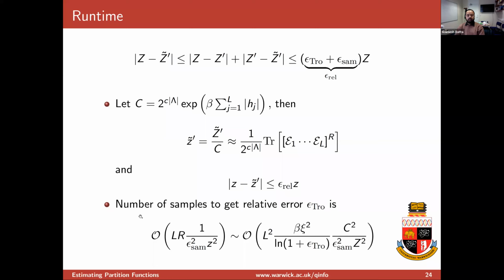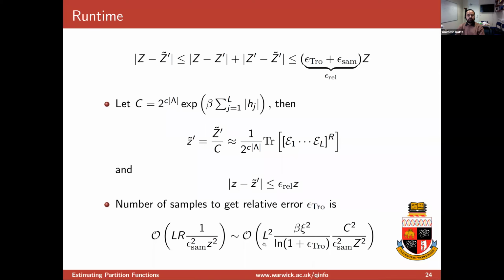And how many samples do I need to get some total error? Well, I have the Trotter error part, which is the LR part, right? Because I need to repeat this L times R times. And then each sampling error will have some error given by E sample and then the value Z on the right-hand side, just from the second term, the sampling part. And I can put it all together in terms of all the original things I had.